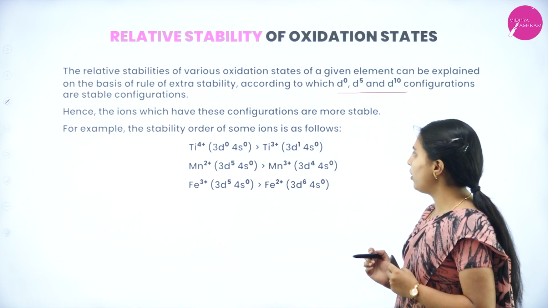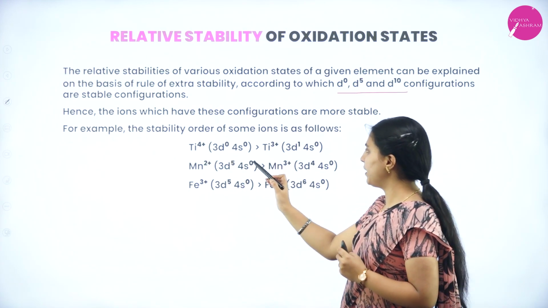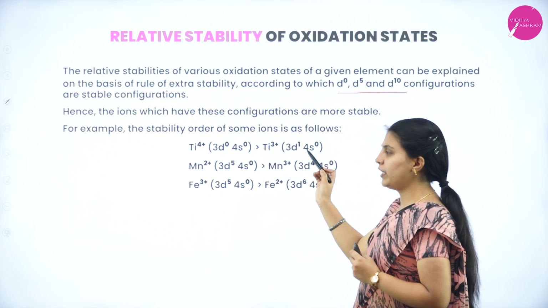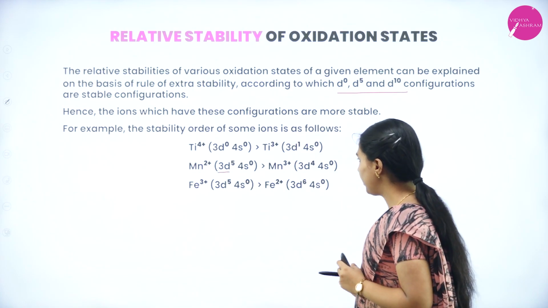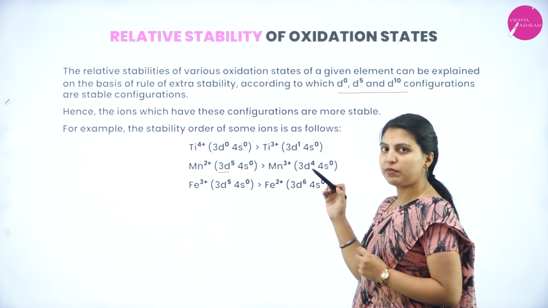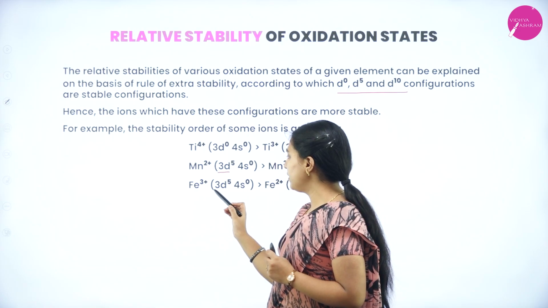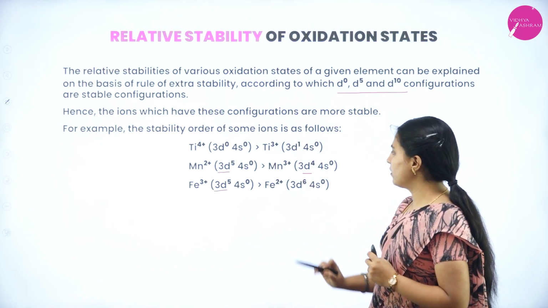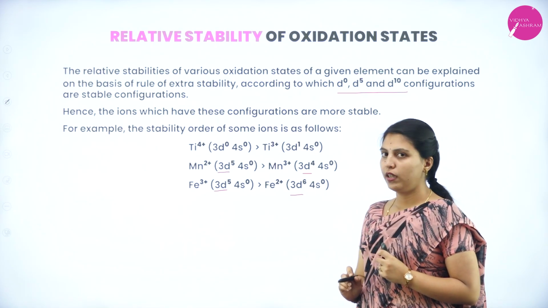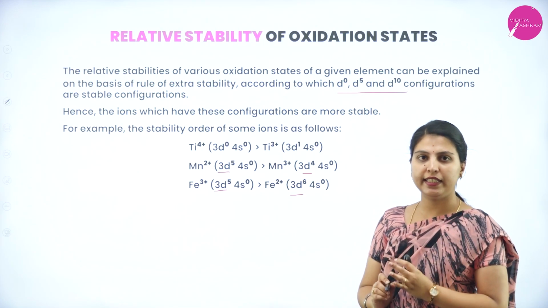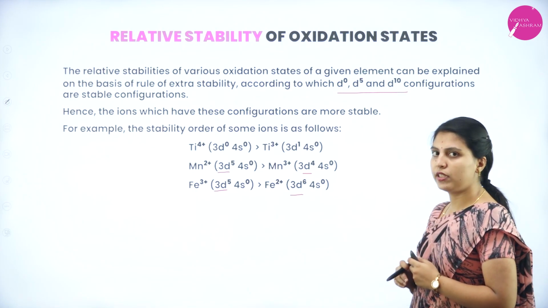For example, the stability order of some ions: titanium +4, with 3d0 4s0, is more stable than titanium +3 because 3d1 is there. Manganese +2 is more stable because a half-filled d orbital can be seen, rather than Mn +3, which has 3d4. Iron +3 is half-filled, 3d5 4s0, while Fe2+ is 3d6 4s0. When 3d0, 3d5, 3d10, it has a more stable electronic configuration, that is the relative stability of oxidation state.